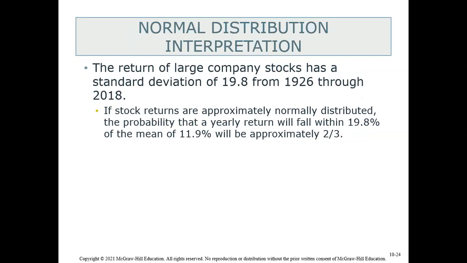So the return of a large company stock has a standard deviation of 19.8 from 1926 through 2016. If stock returns are normally distributed, the probability that the yearly return will fall within 19.8% of the mean will be approximately 2/3.